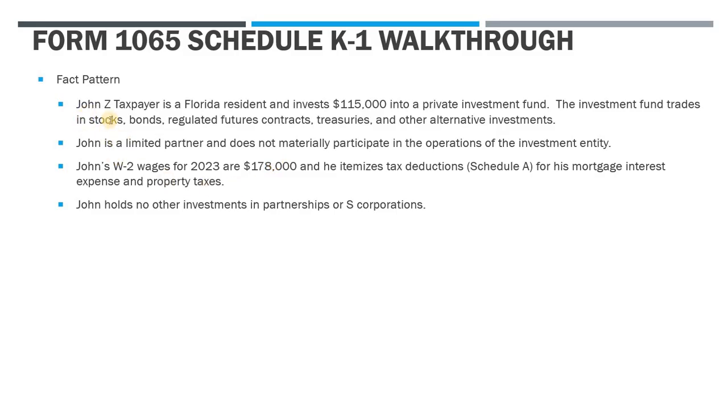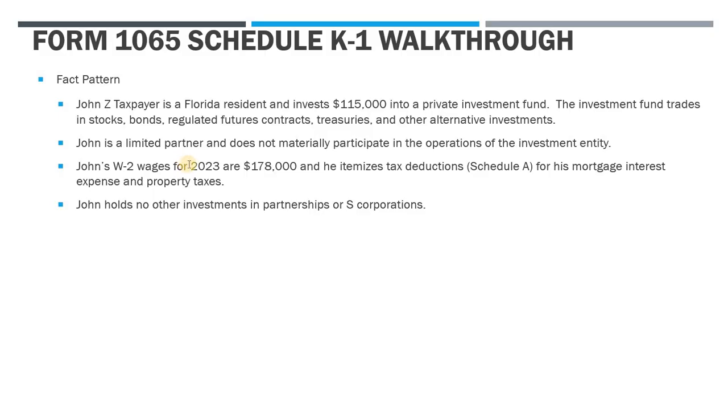So in our fact pattern here, we're going to have John Z, taxpayer. He's a Florida resident, and during the year he invested $115,000 into a private investment fund. Now this fund is trading in stocks, bonds, futures, has some treasuries and other alternative investments, and so we're going to see how all those items are separately stated on the K-1 and how they get reported on John's return.